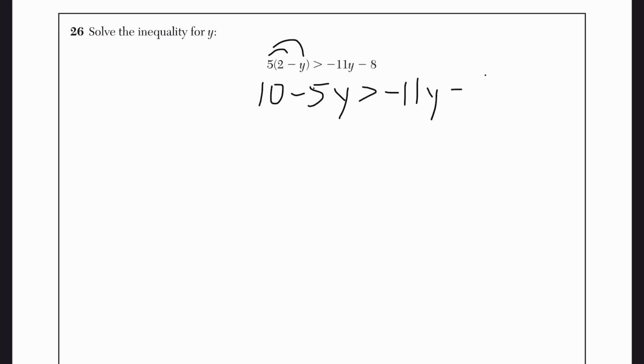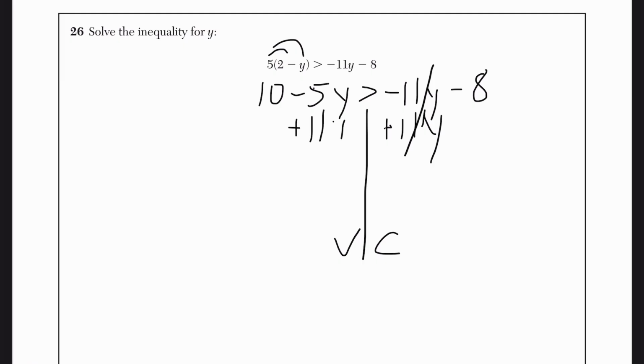Now we have an inequality with variables on both sides. So what I like to do is draw a line down the middle, pick my variable side as the variable with the larger coefficient, the greater absolute value. So I like -5 as the variable side. So I'm going to add 11y to here. The reason I do that trick is because it will always give me a positive variable if I choose the variable side to be the greater absolute value.